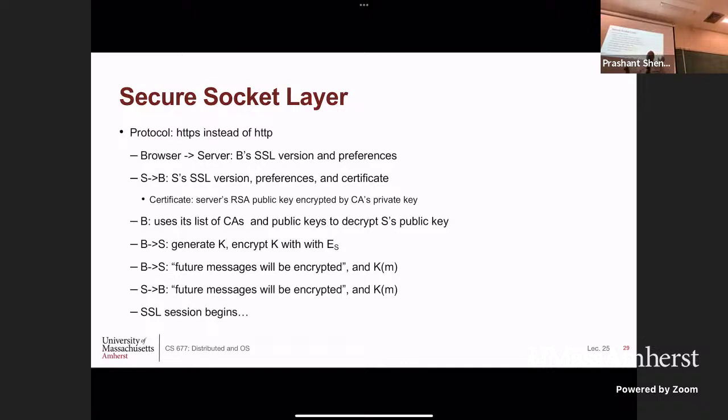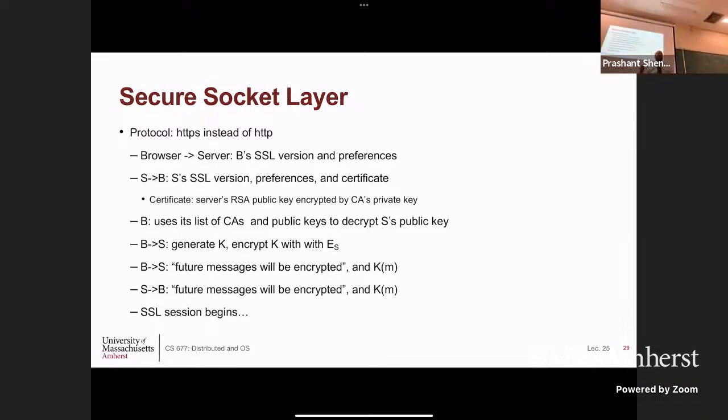So now you are going to generate a session key. The browser will generate a session key, encrypt it with the public key that the server just sent you, and send that encrypted key to the server and say, let's encrypt future messages. Let's start encryption. Here's the key, and the key goes encrypted over the network.